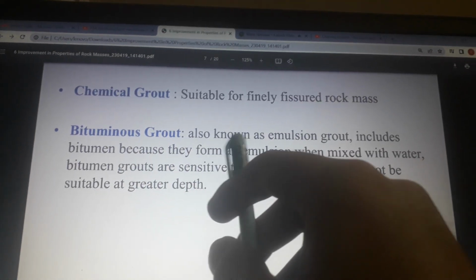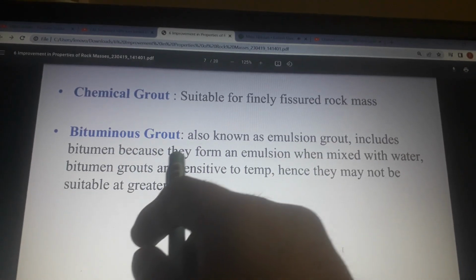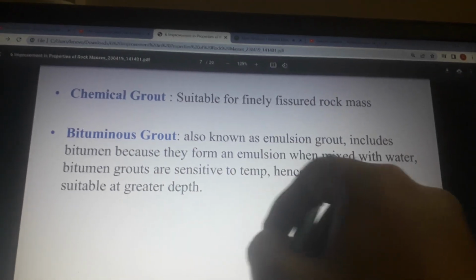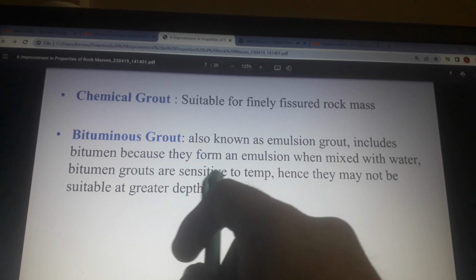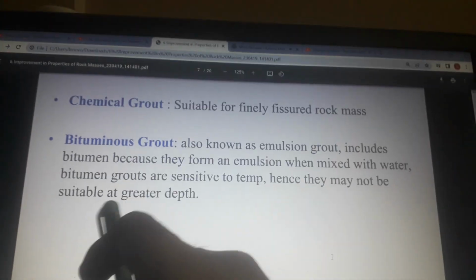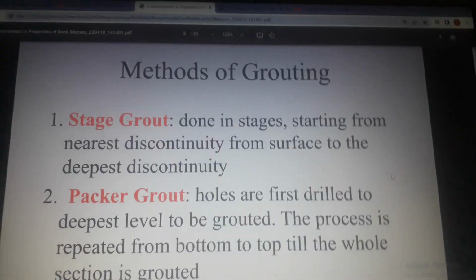Bituminous grout, also known as emulsion grout, includes bitumen because they form an emulsion when mixed with water. Bitumen grouts are sensitive to temperature, hence they may not be suitable at greater depth.